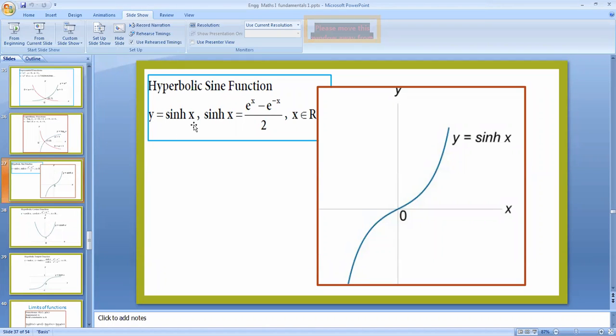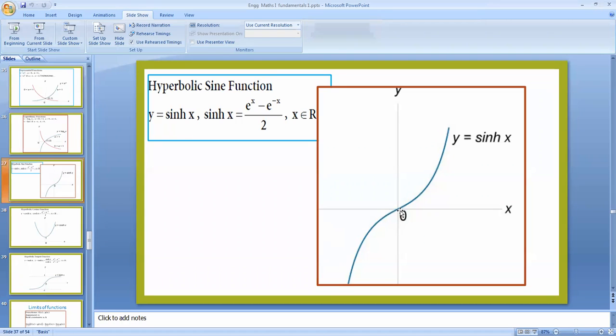So when y is sin hyperbolic x, and we know the hyperbolic function in the form of exponential, that is e raised to x minus e raised to minus x upon 2, for all x belongs to R, means x is a real. It will take values from minus infinity to plus infinity. Okay, you got it? Now, when you substitute values from x is equal to minus infinity to x is equal to plus infinity.